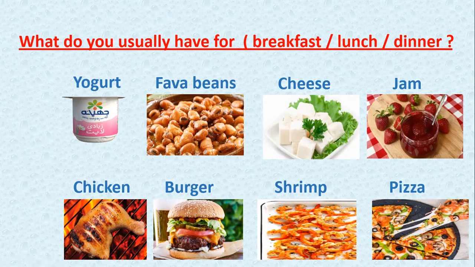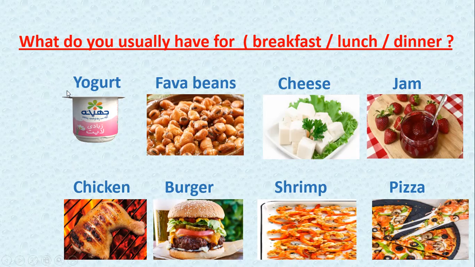Sometimes we have fava beans for dinner or for suhoor in Ramadan. We also have, of course, cheese. It's a very light cheese. And we have jam. They make jam from fruits, like strawberry, fig, which is very famous here in Egypt, or apricot. So we have jams with different flavors.